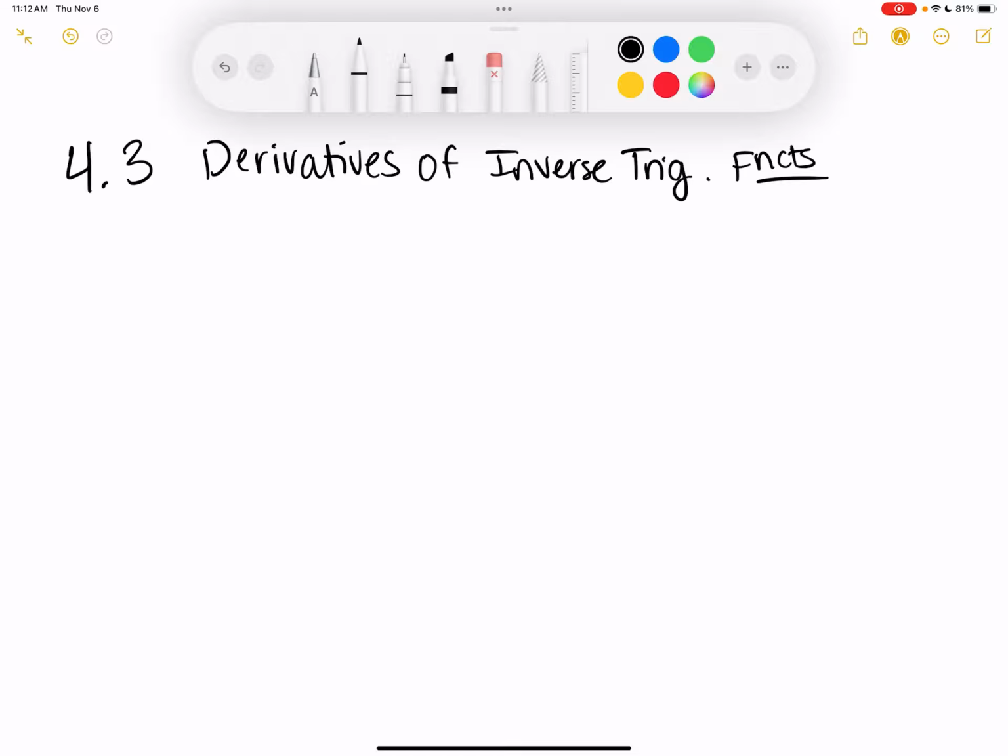Overall, these aren't a huge part of the AP exams, so we don't spend a ton of time with them. We're going to spend a little bit of time with them, but not anything too crazy with this section. So we'll just jump in.